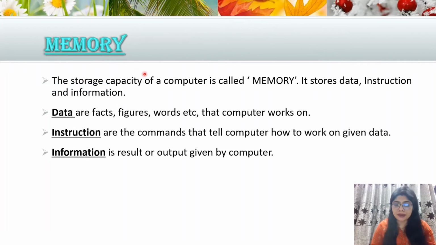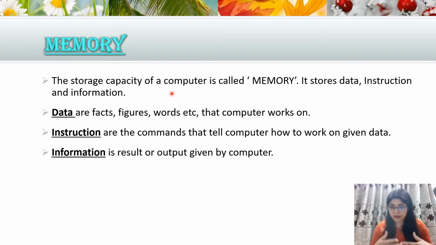Now, what is memory? The storage capacity of a computer is called memory. Storage capacity. Where do we humans store things? In our brain, right? So computer also needs to store something. CPU does the calculation, but it takes help from memory to store things. So memory is the area that stores data, instruction, and information. Now you should know what is data, what is instruction, and what is information.